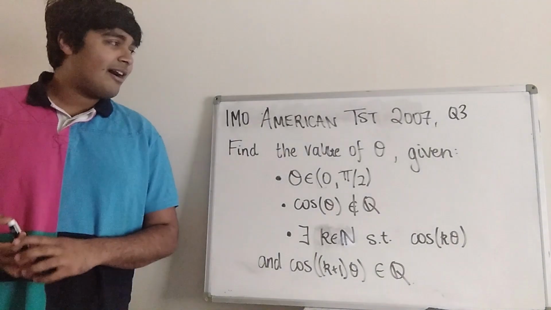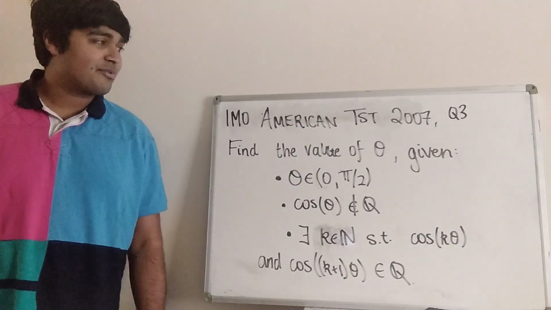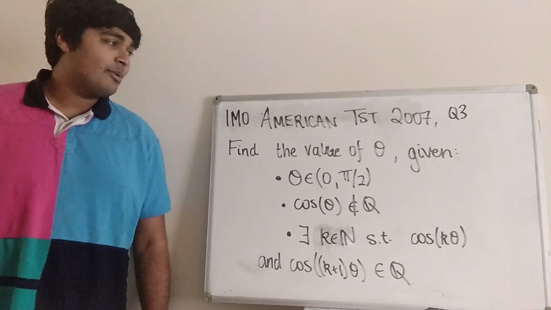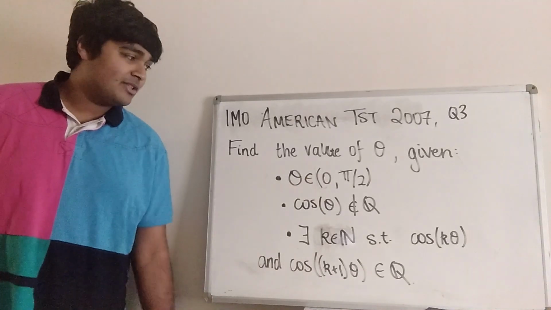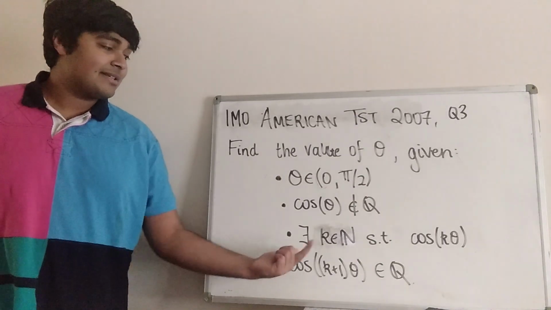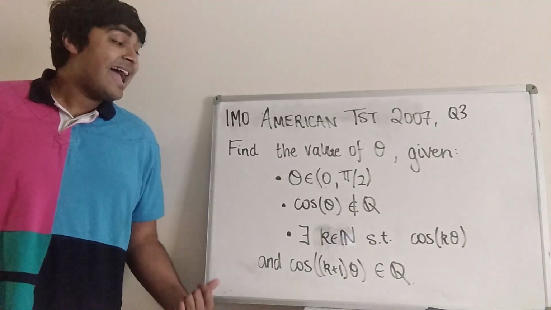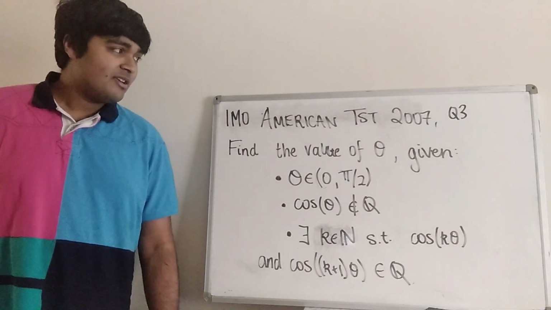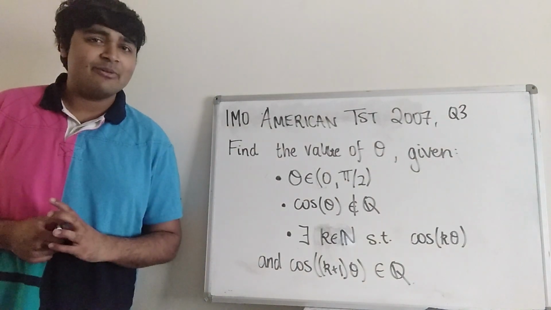Anyway, this comes from the IMO American Team Selection Test from 2007, and this is problem 3. We want to find the value of theta given the following three pieces of information. Theta is between 0 and pi over 2, cosine of theta is irrational, and there exists a positive integer k such that cosine of k theta and cosine of (k plus 1) theta is rational. So just from these three pieces of information, we should be able to determine the value of theta.